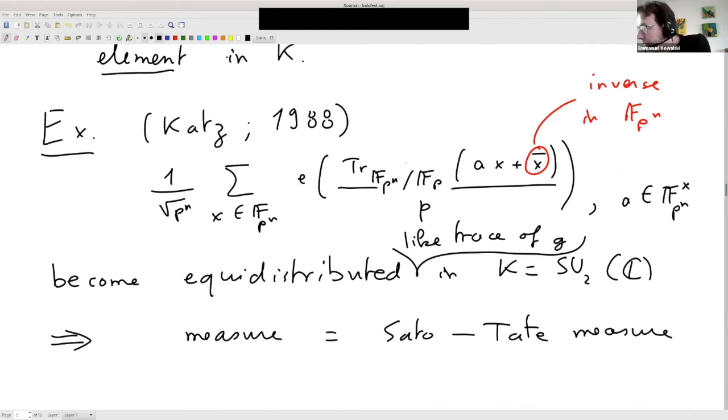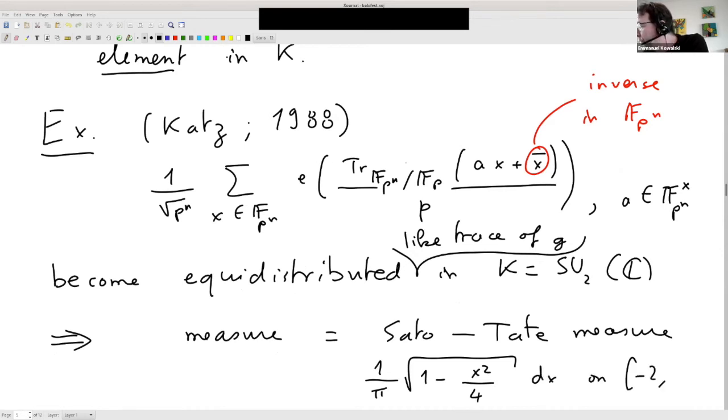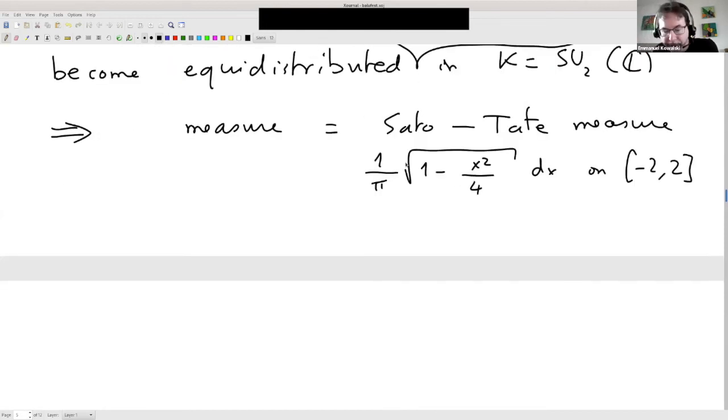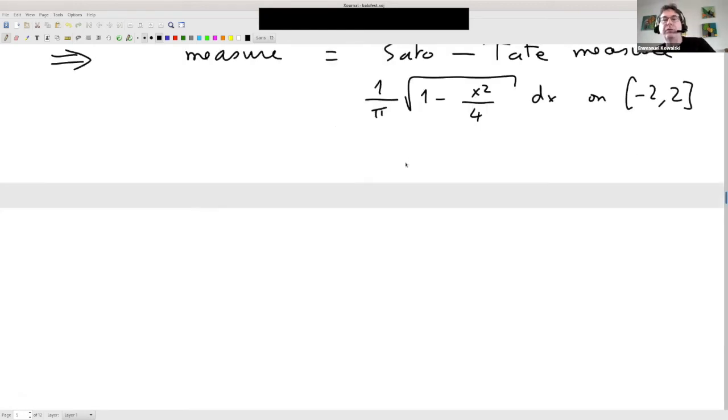So I always get the 1 over pi wrong. I don't know if it's 1 over pi or 2 over pi. So it's a measure that's supported on the interval from -2 to 2, and it has a density which is the semicircle density. Okay, and if this measure has total mass 1, this is the right one. Otherwise, you have to adjust the parameter, because I always forget. Okay. I'm not going to say much more on this because we want to discuss other cases.